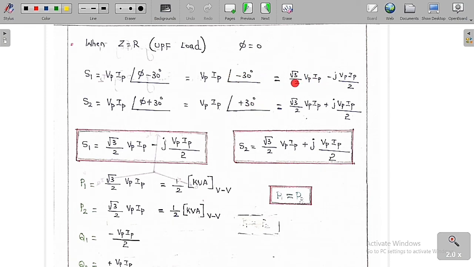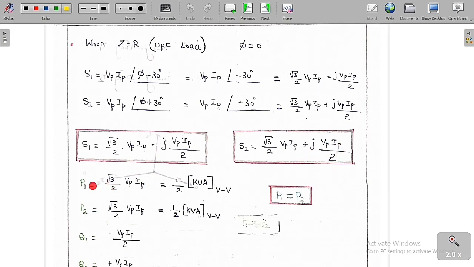If you do the expansion, we finally get root 3 by 2 into VP IP minus j VP IP by 2. If you do the expansion of the other one, we get root 3 by 2 into VP IP plus j of VP IP by 2. So the complex power supplied by transformer 1 is root 3 by 2 into VP IP minus j into VP IP by 2, whereas the complex power supplied by transformer 2 is equal to root 3 by 2 into VP IP plus j of VP IP by 2.